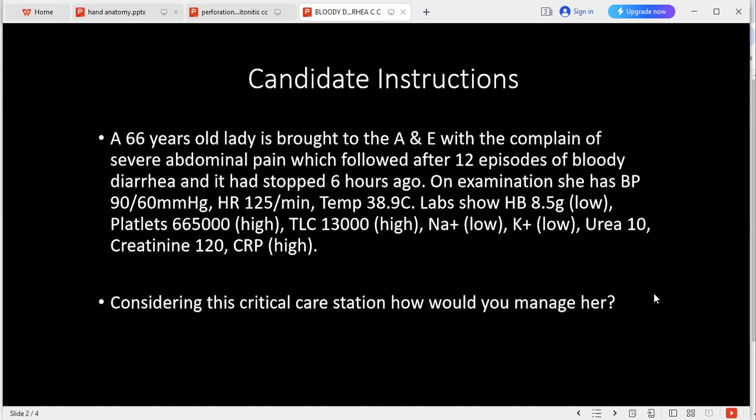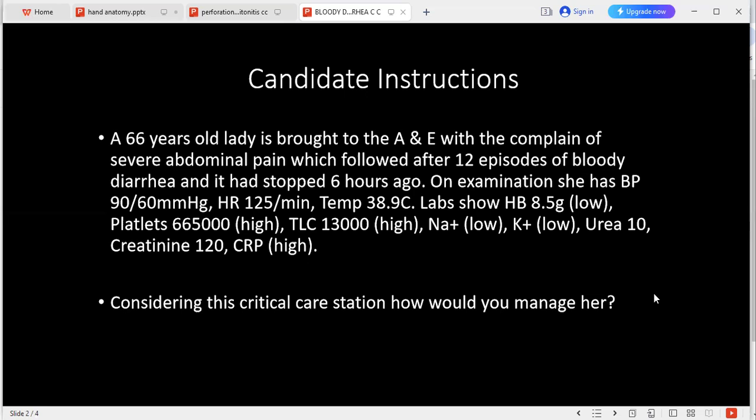So if you have read and understood this critical care scenario, kindly tell me, how would you manage this patient now? I will manage this patient as a critical care or surgical patient. I will follow the ABCD protocol. First of all, I will check the airway of the patient. The patient is talking to me, so I consider the airway normal. Then I will assess the breathing pattern.